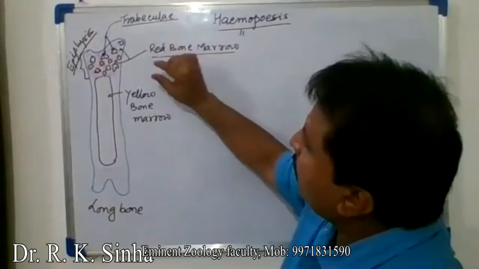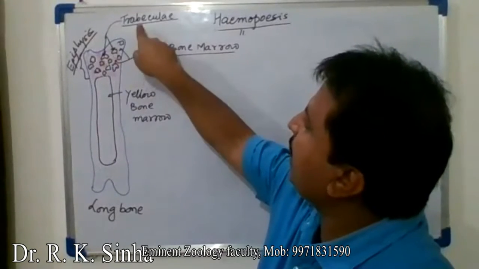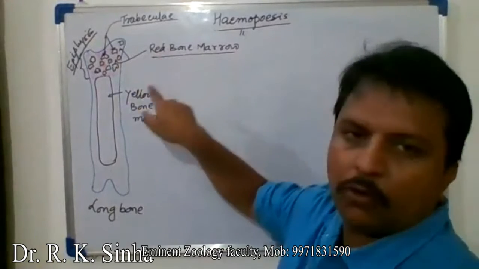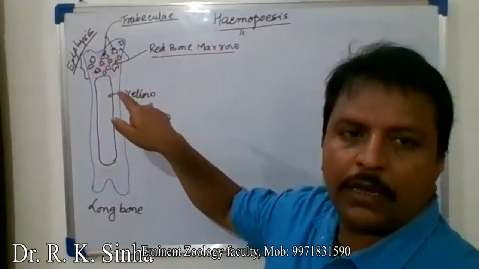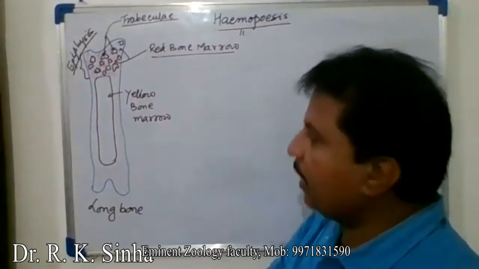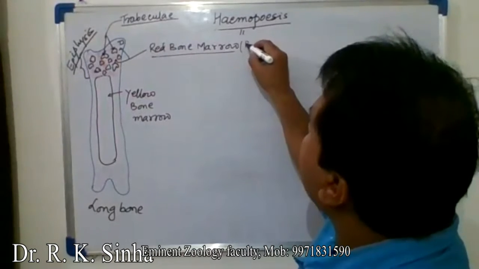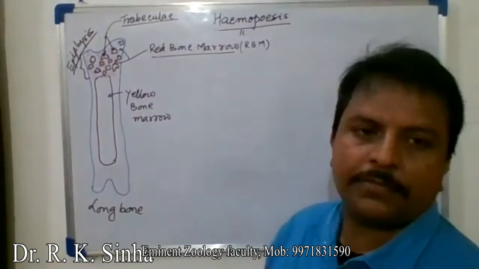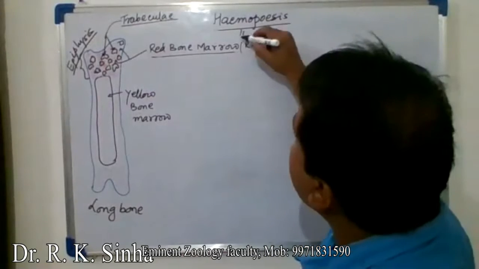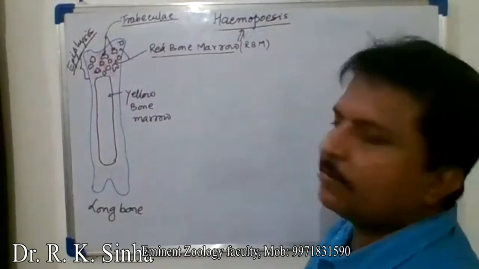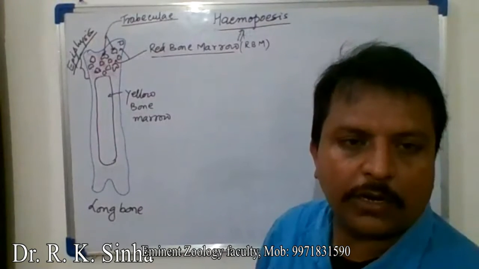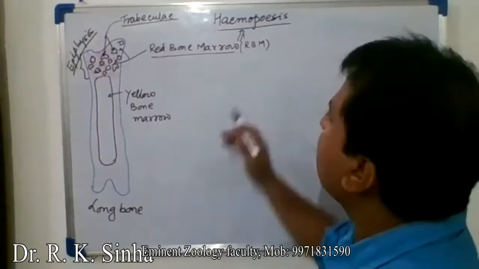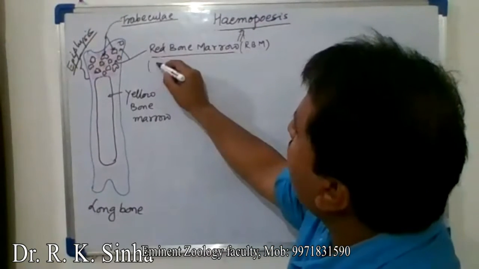So the space filled between the trabeculae is termed as red bone marrow. Okay, red bone marrow. We can say in short RBM, red bone marrow. And this red bone marrow is haemopoietic organ. This is the haemopoietic organ of the body after birth, means in adult stage.